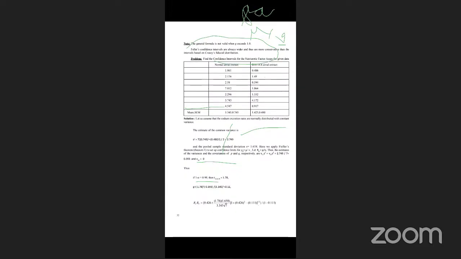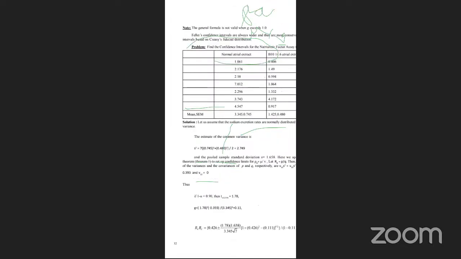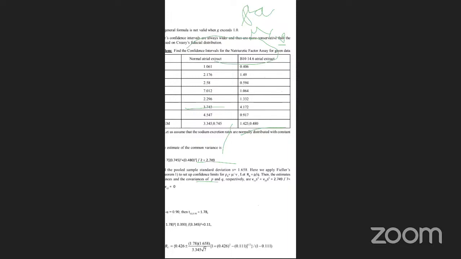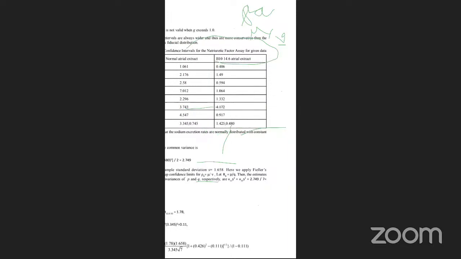The general formula is not valid when g exceeds 1.0. Fieller's confidence intervals are always wider and thus more conservative than the intervals based on Creasy's fiducial distributions. So find the confidence intervals for the given data.